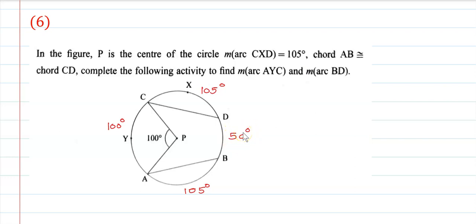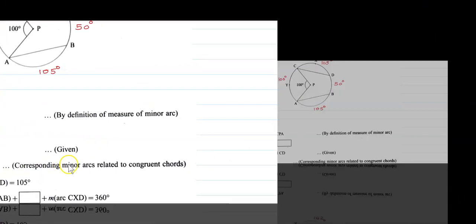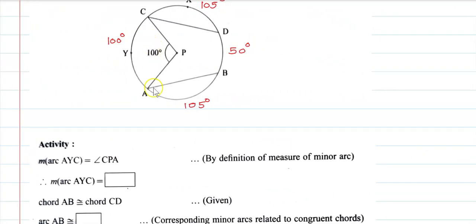Now we'll see the activity. The measure of arc AYC is equal to the measure of angle APC, by the definition of measure of minor arc. Measure of arc AYC is equal to measure of angle CPA. Therefore, what will the measure of arc AYC be? That is 100.